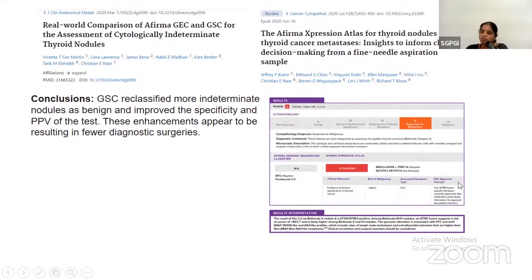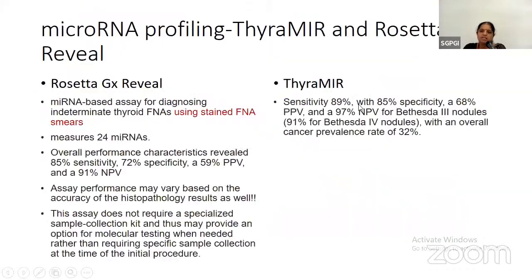And this is just to show you, taken from this paper, of course, how you can have informed clinical decision making from a single FNA sample. The Afirma really helps. For example, this particular nodule got classified as a neoplastic nodule by using this Afirma platform. So then we have the third kid on the block, which is microRNA profiling.